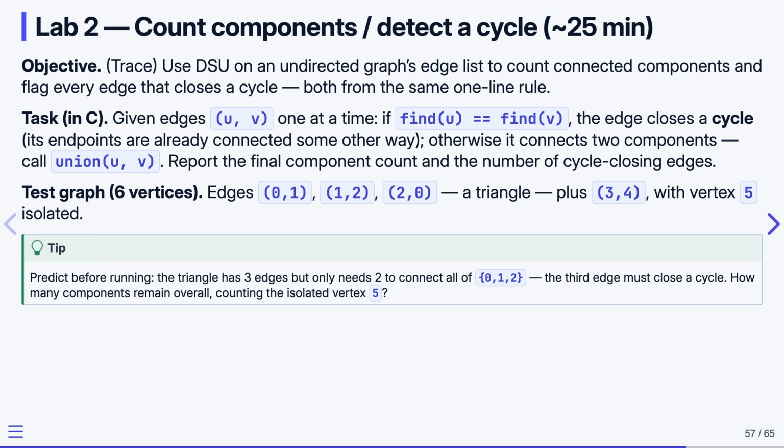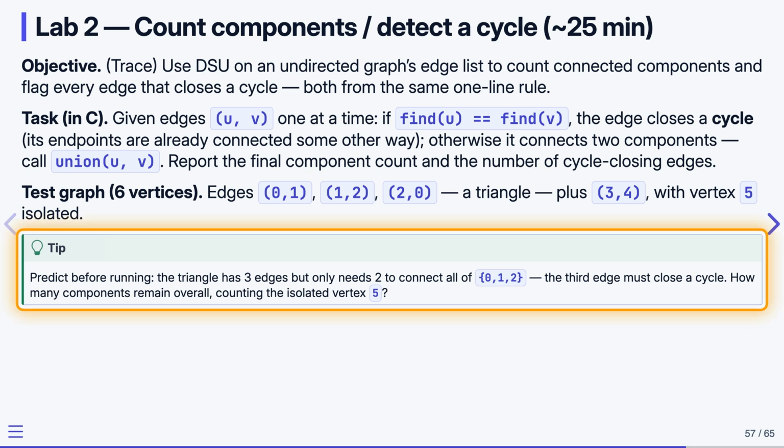The test graph has 6 vertices. Edges 0,1, 1,2, and 2,0 make a triangle. Then edge 3,4 joins another pair, and vertex 5 sits alone. Before you run it, try to predict. The triangle has 3 edges, but it only needs 2 to connect all of 0, 1, and 2, so the 3rd edge must close a cycle. How many components remain in total, counting the lonely vertex 5? Give it a try.